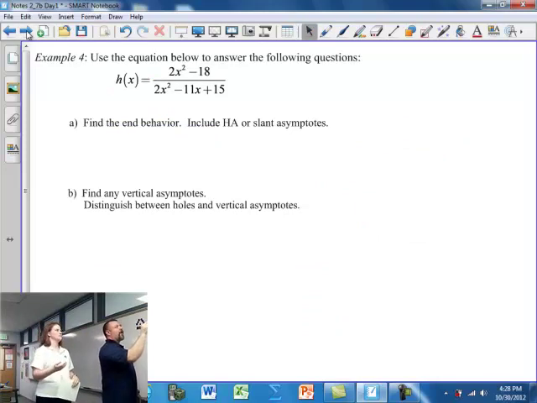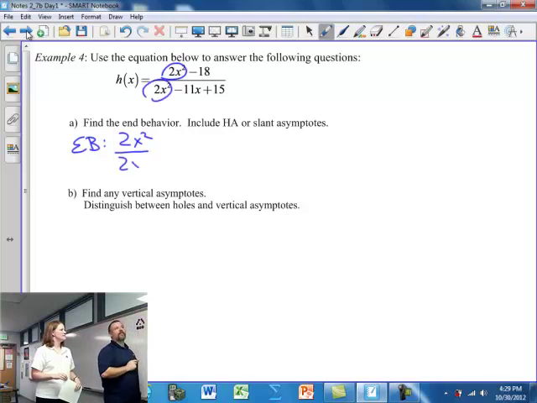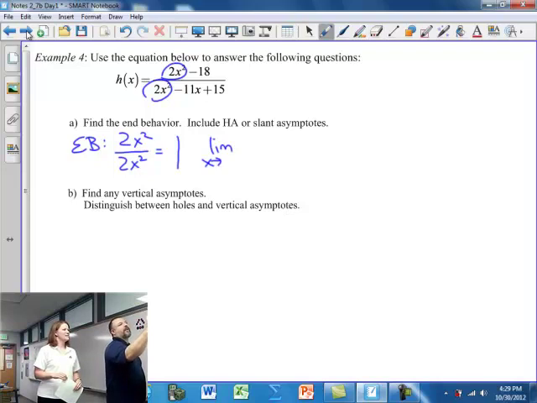So they've given us an equation, and the first thing we need to do is find the end behavior. So what we can do is look at the end behavior model, which would be 2x squared. End behavior model. You can call it EBM if you want to. Which is 2x squared over 2x squared, which is equal to 1. So as x goes to infinity, why don't we write it with limit notation? I'm stuck in algebra 2 mode. So the limit as x goes to plus or minus infinity, we'll just talk about infinity for the moment, of h of x is equal to 1.